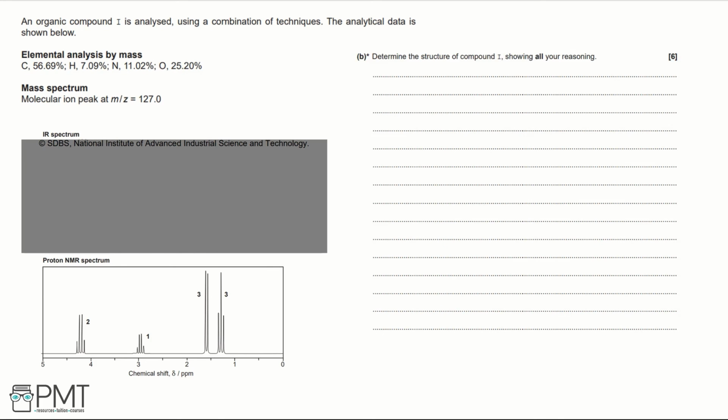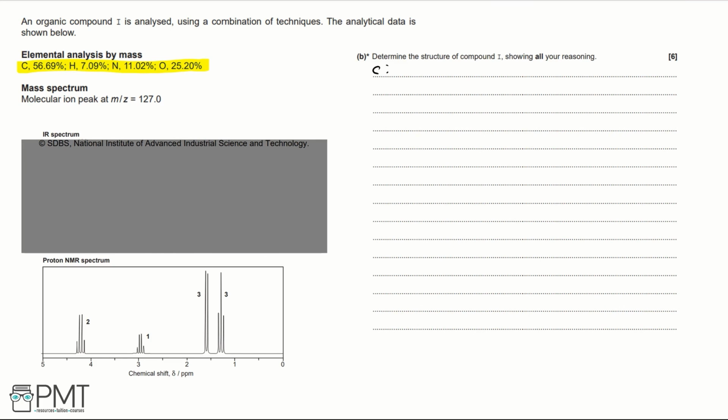Part B. Determine the structure of compound I, showing all your reasoning. So the first thing to do when you get a question like this is to work out the empirical and the molecular formula. And we do this using the elemental analysis by mass.